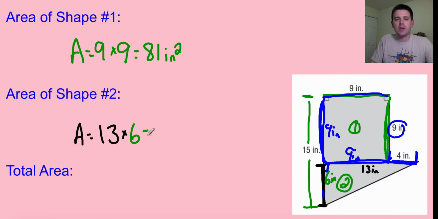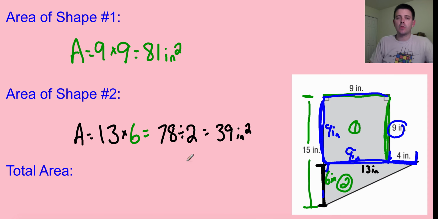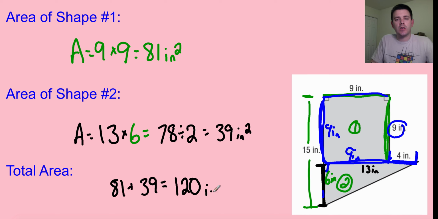So I want to multiply times 6. 13 times 6 is 78. But it's a triangle, so don't forget to divide by 2. I almost forgot that myself. 78 divided by 2 gives me 39 inches squared. So don't get so caught up in the problem that you forget what your formula is for each of those pieces. When I'm all done, add together my areas. 81 plus 39 gives me 120 inches squared. Okay, so I had to go hunting for those measurements.